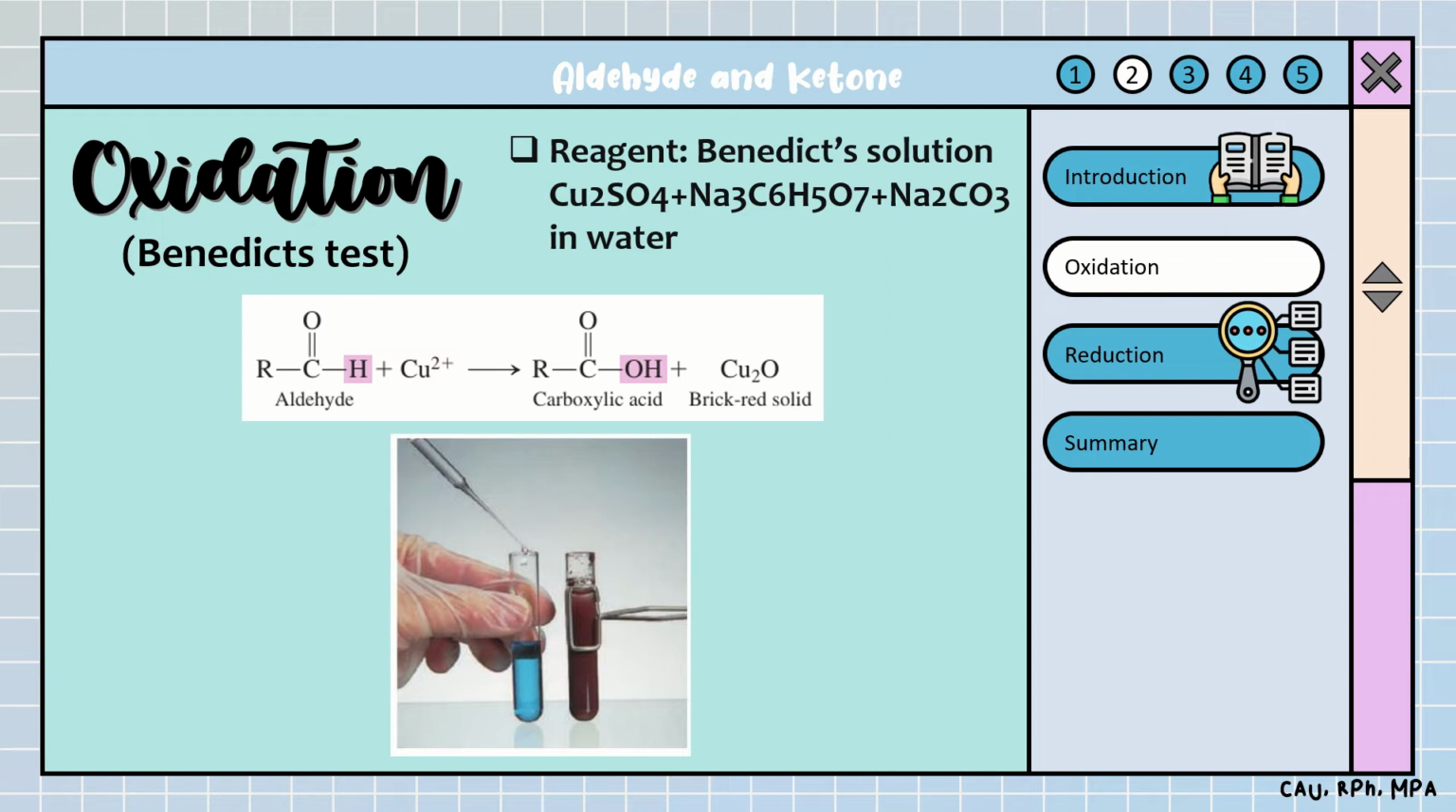Benedict's solution is naturally a blue solution. As seen here in the picture, this is your Benedict's solution, a blue-colored solution. Once you add the aldehyde to the solution, it will become a brick red, indicating that it contains an aldehyde. But if, for example, the solution does not change into another color upon adding the chemical, that indicates it could possibly be a ketone or another chemical that is not an aldehyde.